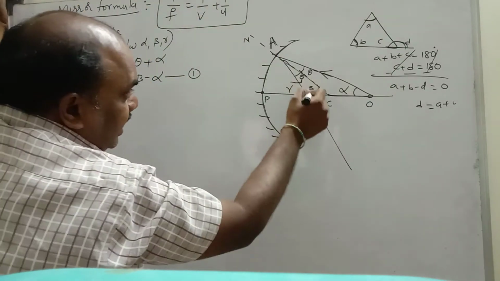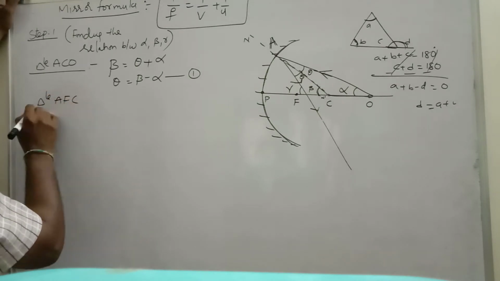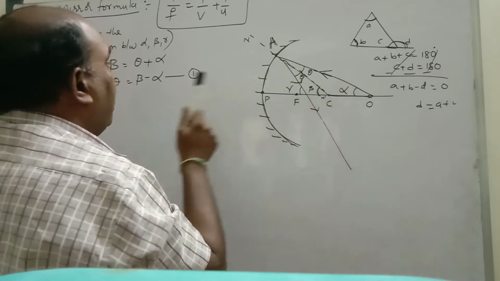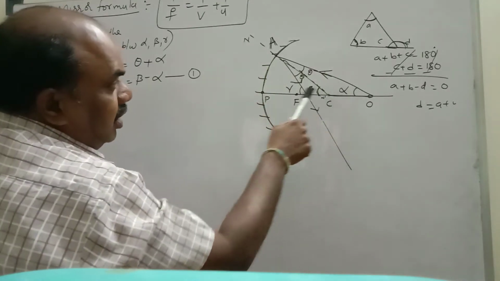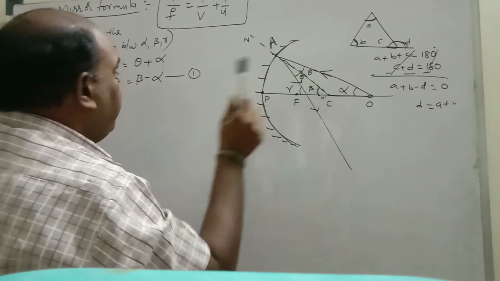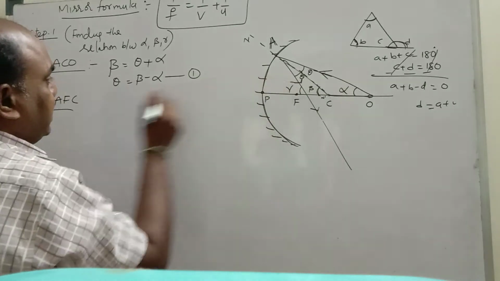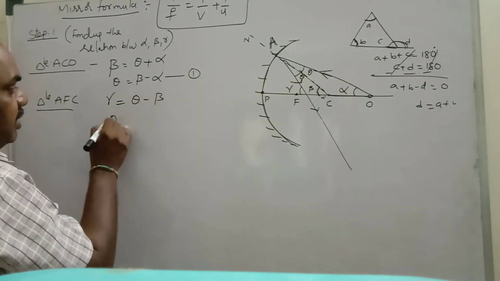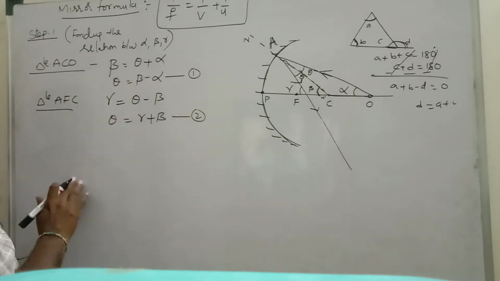Now take this triangle AFC. Sir, why only this triangle? Because I want the relation between alpha, beta, gamma. In the first triangle we got the relation between beta and alpha. If you take this triangle you will get gamma and beta, so you can eliminate theta next. The external angle in this triangle: gamma is equal to theta minus beta. From this, theta is equal to gamma plus beta, equation 2. These two are theta only.